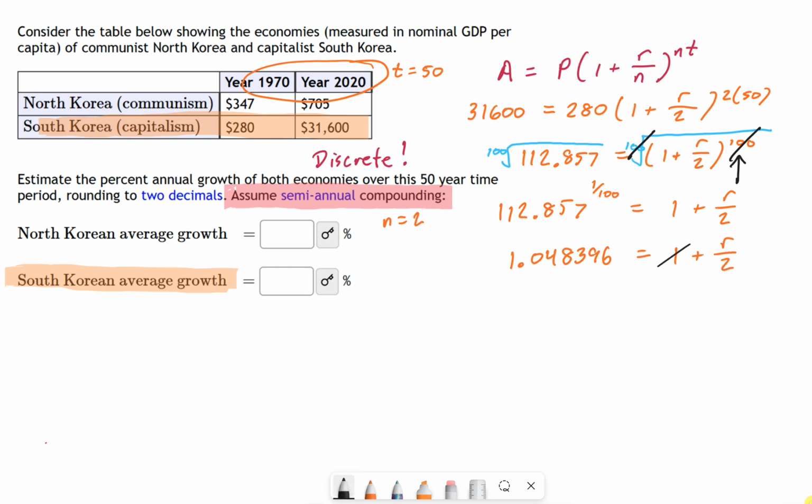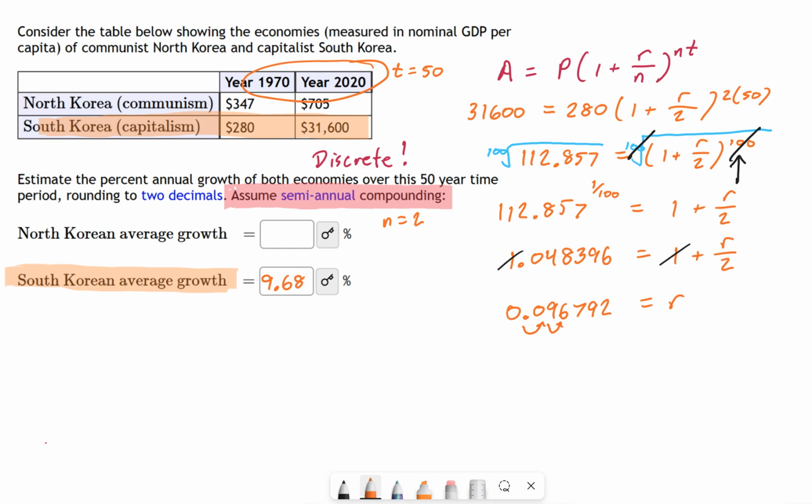So now I'm going to subtract 1 from both sides. That knocks that out. And then I'm going to multiply by 2 on both sides. And what that gives me in the end is 0.096792. And that's the growth rate. Now that's as a decimal, so you don't want to put that in as your answer. We need to turn that into a percentage by moving this decimal place 2 spots over. So that's going to be, as a percentage now, 9.68%.